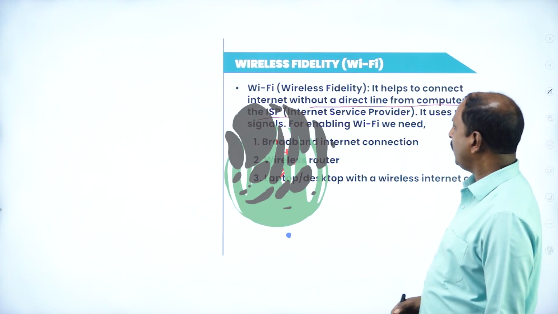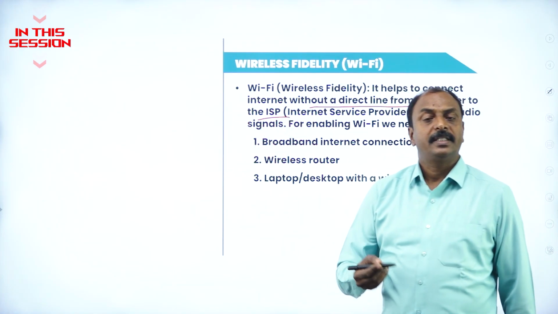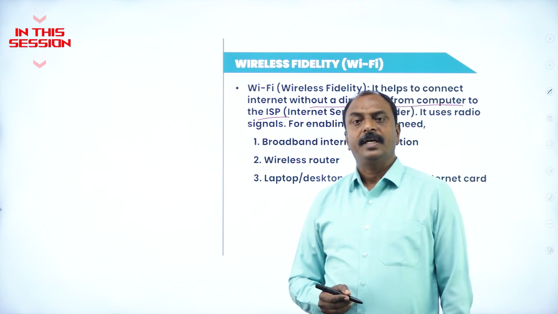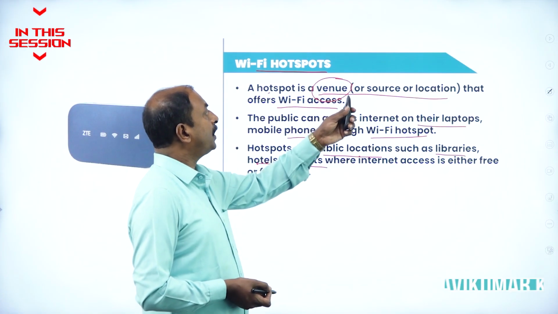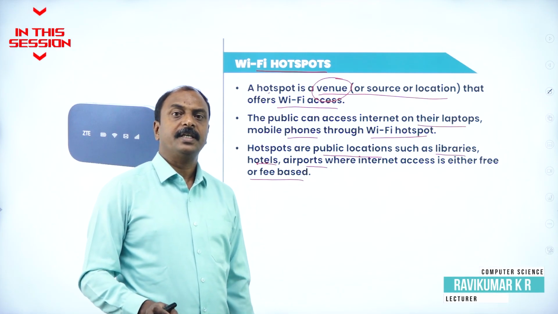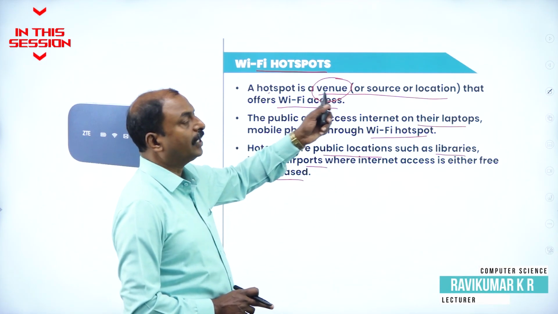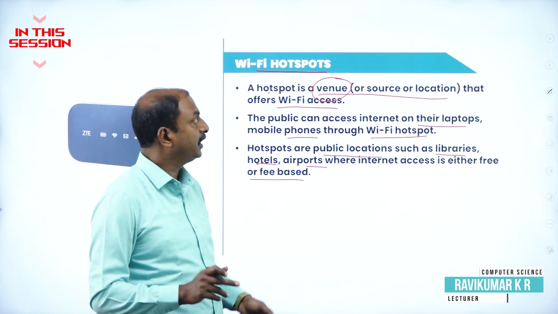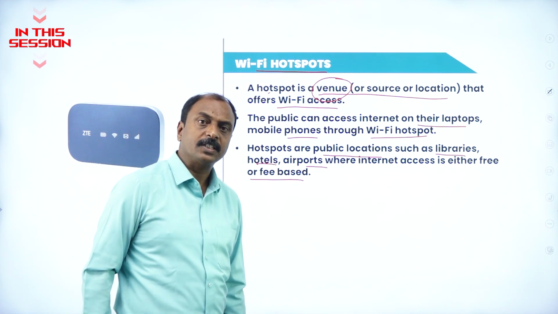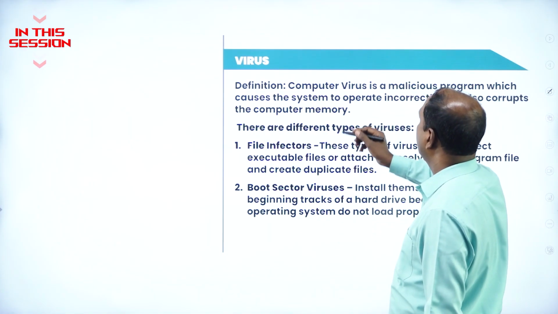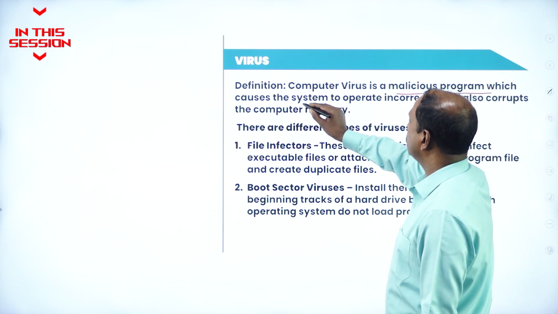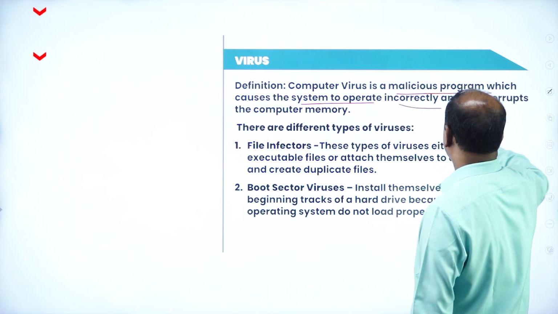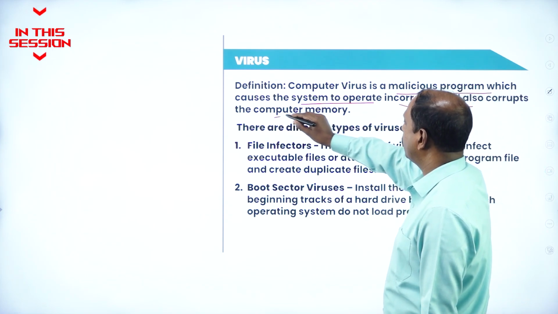Normally, what is ISP? Internet Service Provider. They are going to provide internet connection to your house or your organization. Wi-Fi hotspot: it provides wireless internet connection at a particular location or particular place. This is Wi-Fi hotspot. Definition of virus: it is a malicious program which causes the system to operate incorrectly and also corrupt the computer memory.